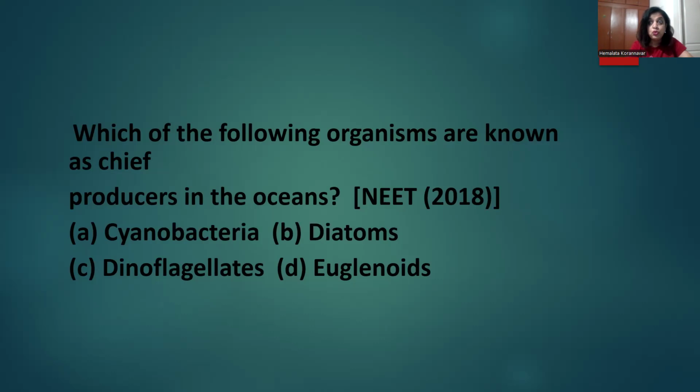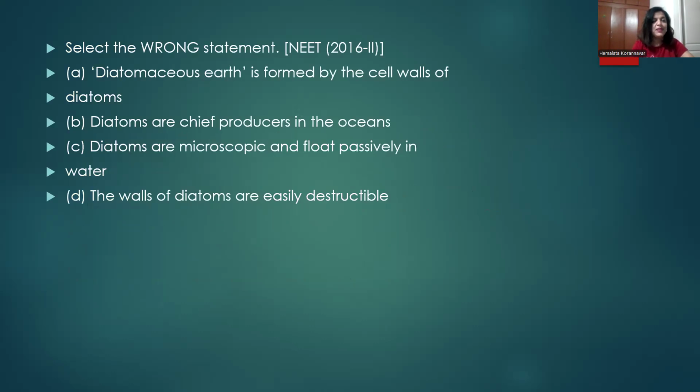Euglenoids also are not so many. Euglenoids, for example Euglena, are actually mixotrophic. Sometimes when light is available, they undergo photosynthesis. When light is not available, they eat other organisms. So they do both veg and non-veg. Okay. Let's go to the next question. Select the wrong statement.